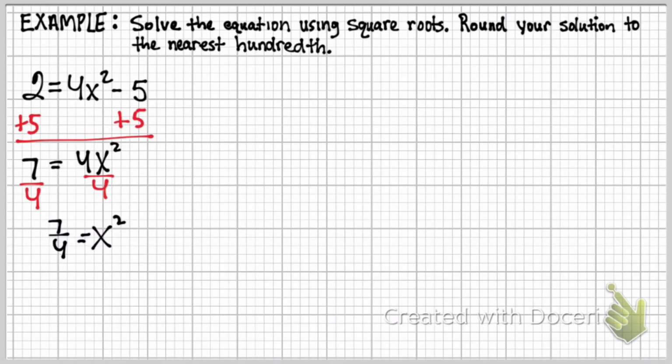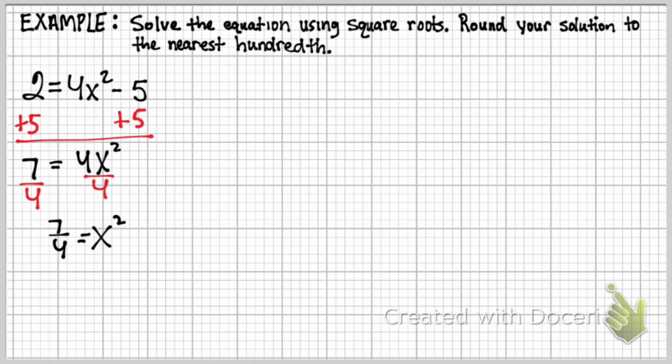Since 4 does not go into 7 evenly, I'm just going to leave the equation like that because I already know the important information. I know that the 7 over 4 is positive. So when I think of what value of x would make the right side of the equation equal the left side of the equation, I know that some number that's positive to the second power will give me positive 7 over 4. And I know some number that's negative to the second power will give me positive 7 over 4. So this equation will have 2 real number solutions. Now we just need to figure out what are those real number solutions.